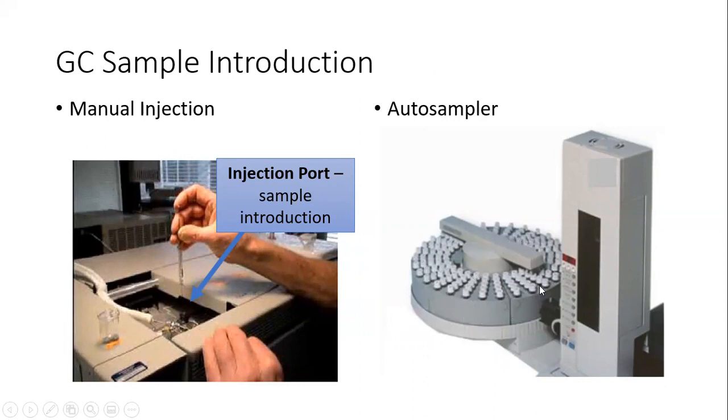Okay, some GC instruments have an auto sampler which we call a carousel. So the carousel rotates, and then the auto sampler will obtain your samples. It also has an injection here, with a syringe.